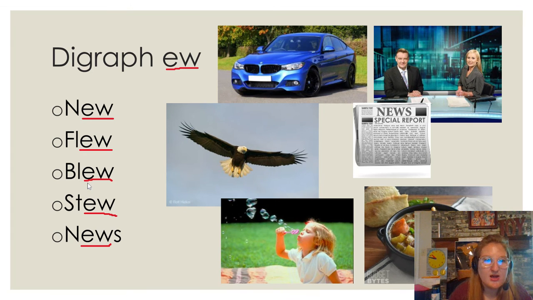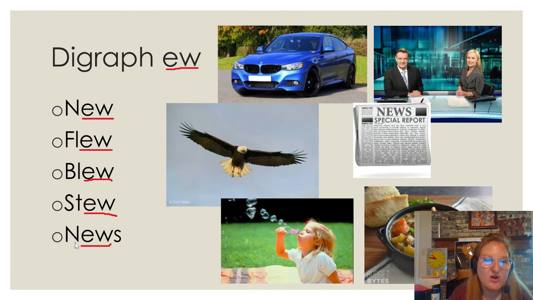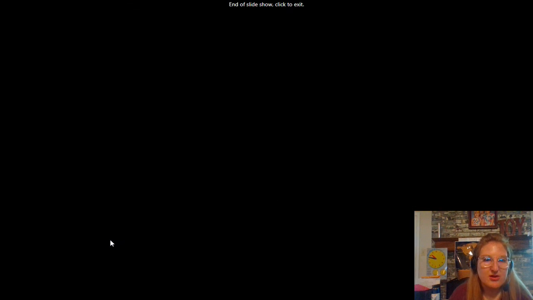So, blue. All right, let's look at the fourth word, stew. Underline our digraph EW, stew. If you look at the picture next to the little girl with the bubbles, stew is like a soup. Yummy soup with some vegetables and potatoes and some meat. Stew is a good thing to eat on a cold or rainy day. Okay, our fifth and final word is the word news.